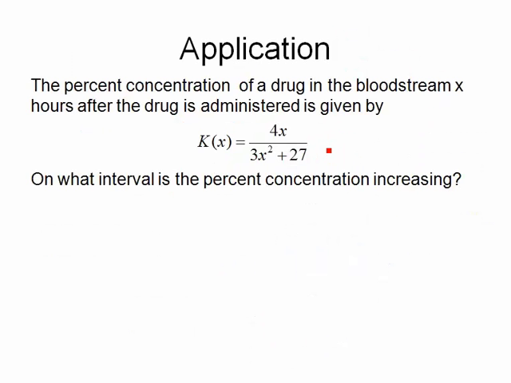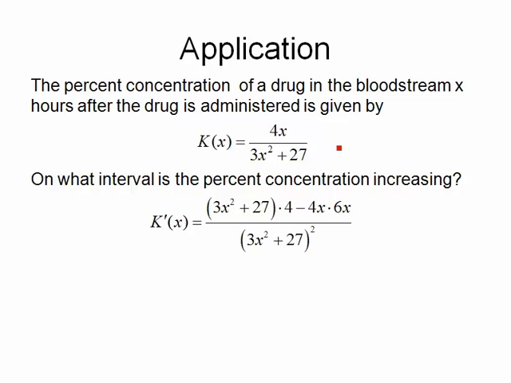The percent concentration of a drug in the bloodstream x hours after the drug is administered is given by K of x equals 4x divided by the quantity 3x squared plus 27. On what interval is the percent concentration increasing? We want to know this because if the concentration is going up in the blood, that tells us that the effect of the drug should be starting to take place.